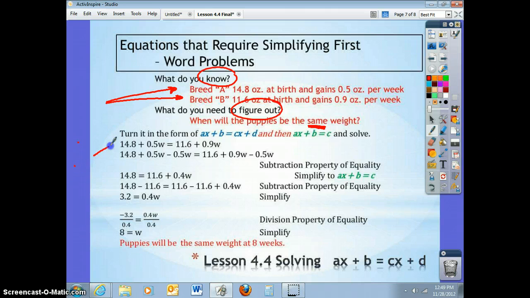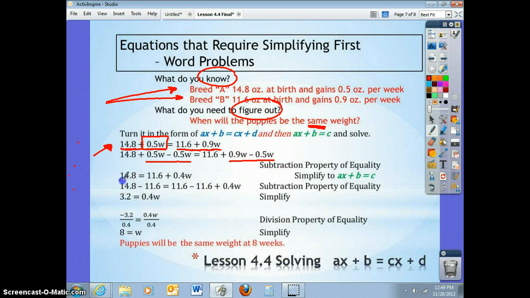So we need to set them up as an equation where 14.8 is the constant plus the coefficient of 0.5 times the number of weeks equals the constant 11.6 plus the coefficient of 0.9 times the number of weeks. So that's ax plus b equals cx plus d. And then we're going to get rid of the one that's smaller. In this case, it's 0.5. So we'll subtract 0.5 from both sides.